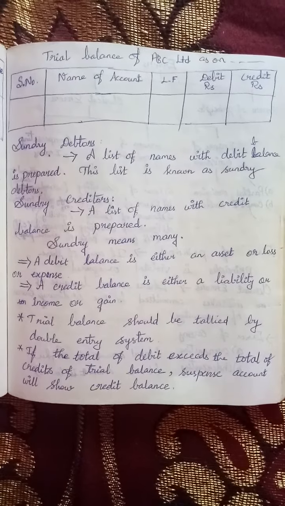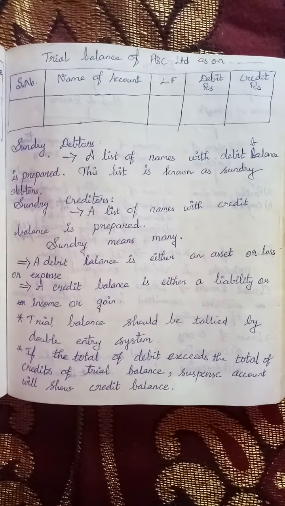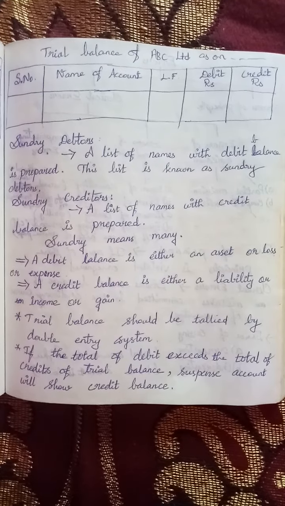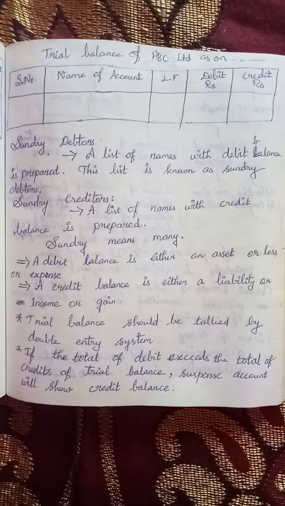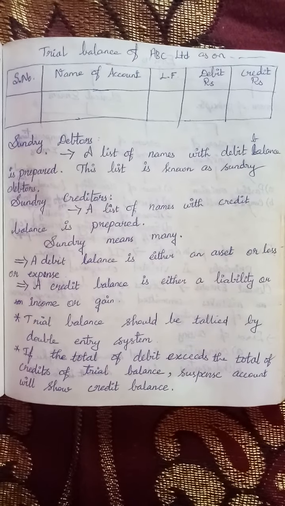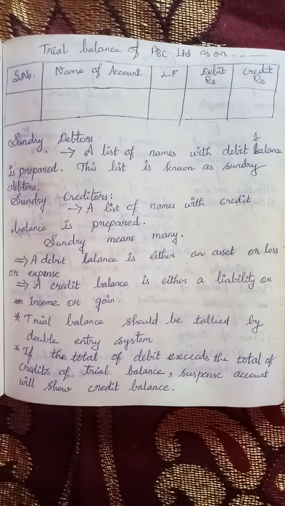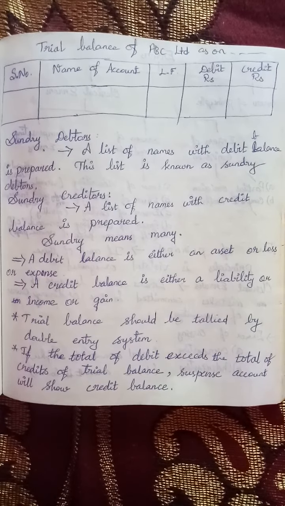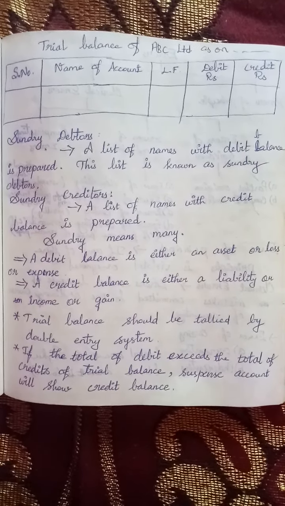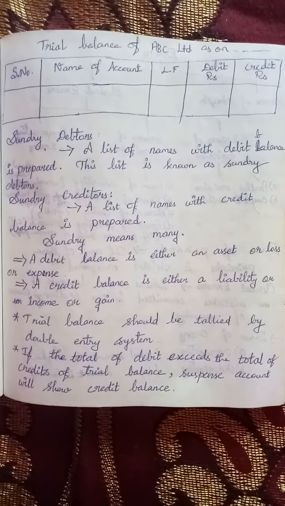Sundry means many. A debit balance is either an asset or loss or expense. A credit balance is either a liability or income or gain. Trial balance should be tallied by double entry system. If the total of the debit exceeds the total of credits of trial balance, suspense account will show credit balance.